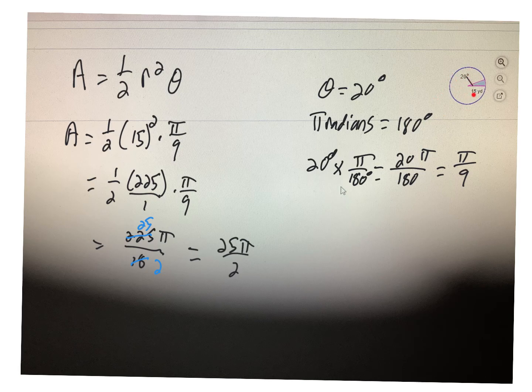You want to find the area of this circle sector. The formula for the area of a sector is 1/2 r squared theta. R squared is given as 15, so I'll go ahead and put that in.